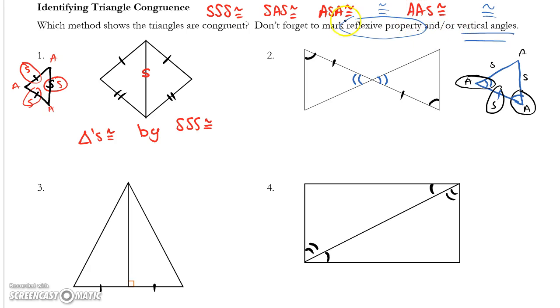That decision is made based on whether the side is in between the angles or not. Does it touch both angles? In this case it does. That is my included side. So now I would be able to conclude my triangles congruent by angle, side, angle congruence.